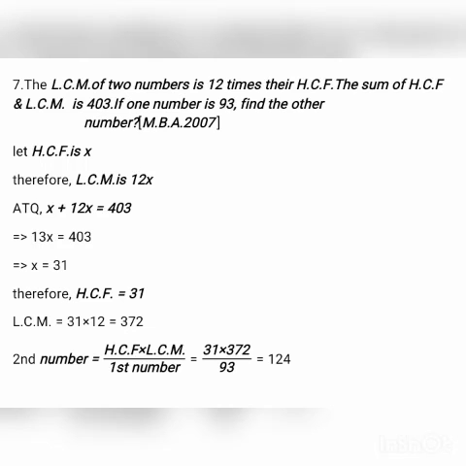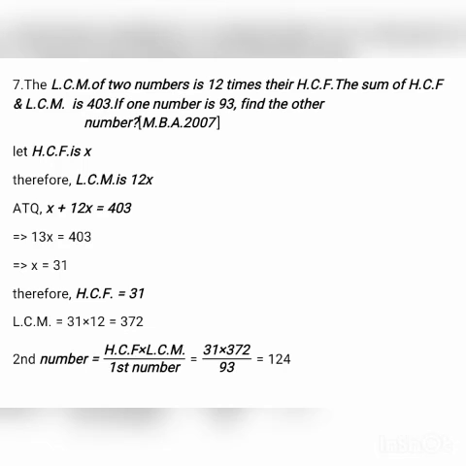Our next problem is: the LCM of two numbers is 12 times their HCF. The sum of HCF and LCM is 403. If one number is 93, find the other number. MBA 2007. Here we will first assume HCF is x. Therefore LCM is 12 times their HCF, that is 12x. Now according to the question, the sum of HCF and LCM is 403, that is x plus 12x equal to 403. Solving this we will get x equal to 31.